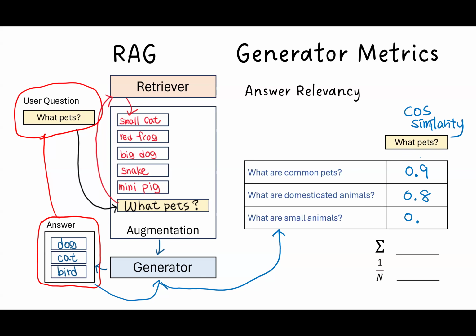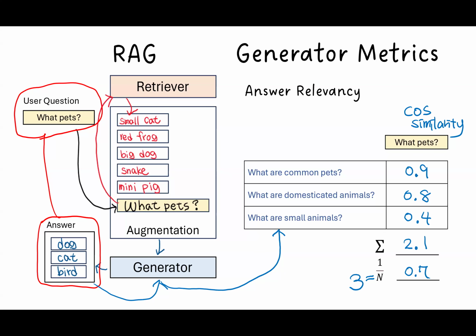So we have 3 cosine similarity scores. Then we compute the average of the 3. So add them up, we get 2.1, and divide it by 3, because the model generates 3 variants of the questions, and we get 0.7. All right, so that's how I just did some hand calculation to illustrate how RAGs compute answer relevancy.